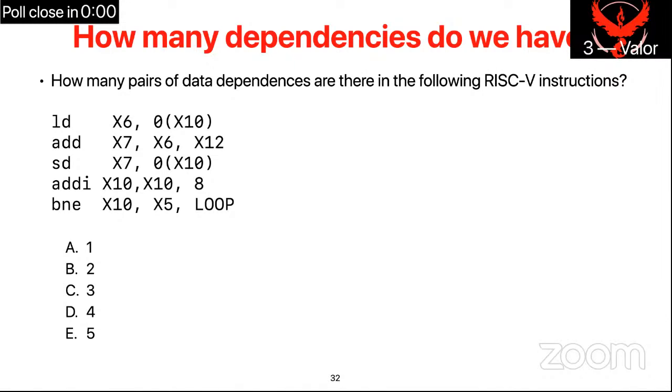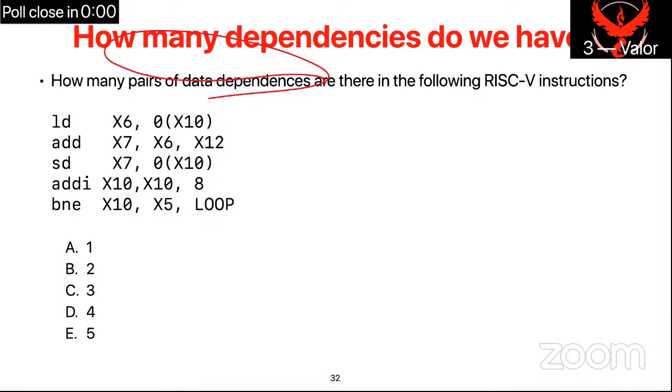Our group was kind of divided on the answer here, but our group had the consensus between E and D, and I personally think the answer is E. So I'm going to give it a shot. How many pairs of data dependencies are there?